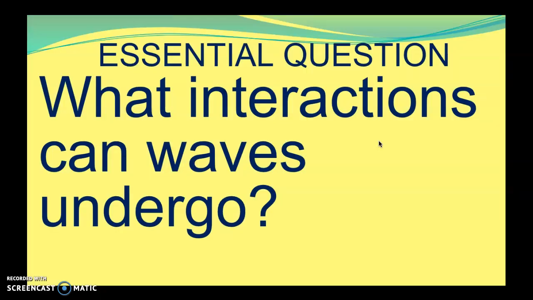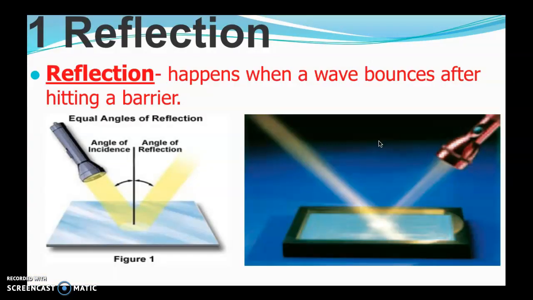So what interactions can waves undergo? What can waves do, basically? One, this is the one that everybody knows about already. They can reflect. If you're looking in a mirror, you're actually looking at a reflection, and that's not a small thing to say, that light can bounce off of an object and then bounce off of it in the same exact angle that it came in on. It's pretty darn cool. Reflection happens when a wave bounces after hitting a barrier.